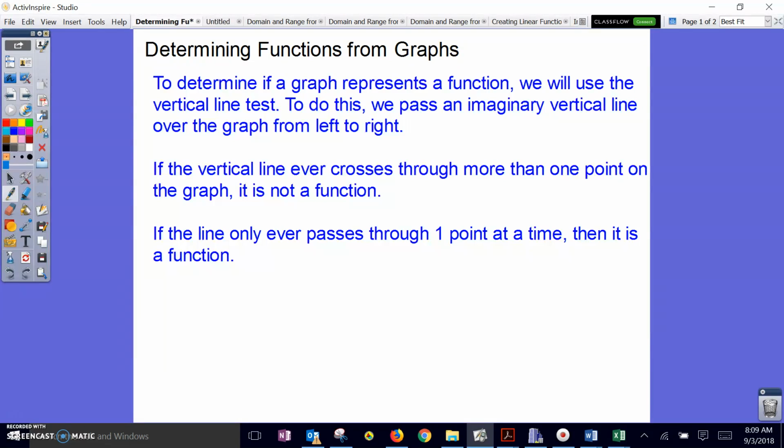Alright, in this video we're going to determine if a graph represents a function or not. And in order to do this, to determine if a graph represents a function, we're going to use what's known as the vertical line test.